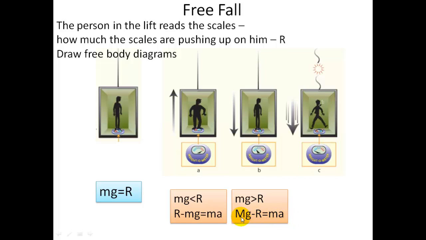Now, if he were to drop completely, if the cable snapped and he accelerated downwards in free fall, his weight would apparently be 0. His weight is not 0. His weight is mg. He still has the same weight. The reaction is now 0 because the scales are accelerating at the same rate that he does. We say here the reaction is 0. So mg minus R is equal to the unbalanced force, which will give the acceleration due to free fall.